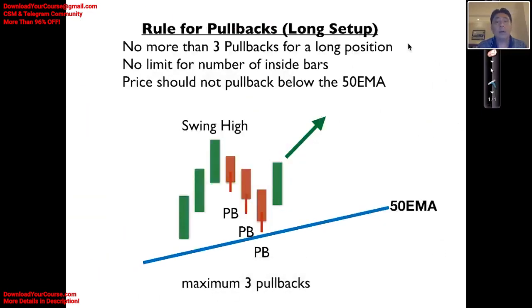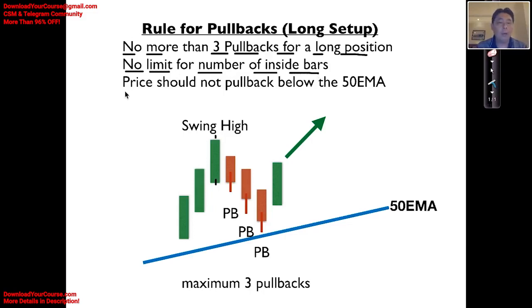Once again, here are the rules for pullbacks for long setups, right? We should see no more than 3 pullbacks for a long position. In other words, after the swing high appears, we should have no more than 3 pullbacks. Pullback 1, 2, 3. Any more than that, the trade is disqualified. We do not take the trade. Maximum 3 pullbacks. But there's no limit for the number of inside bars. We could have many inside bars, that's fine, but maximum of 3 pullbacks.